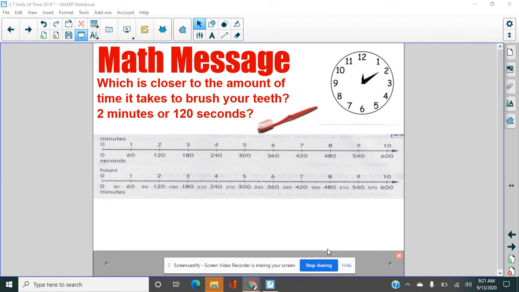So I have a question here for you. Which is closer to the amount of time it takes to brush your teeth? 2 minutes or 120 seconds? What do you think?